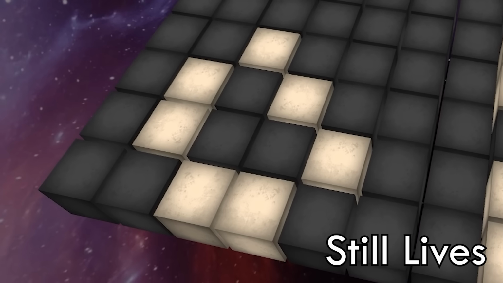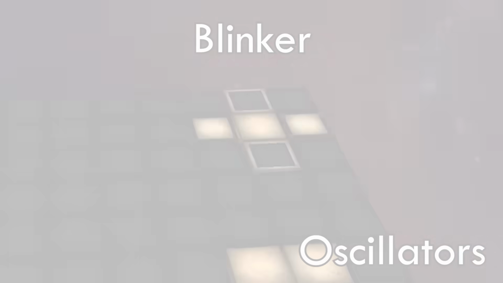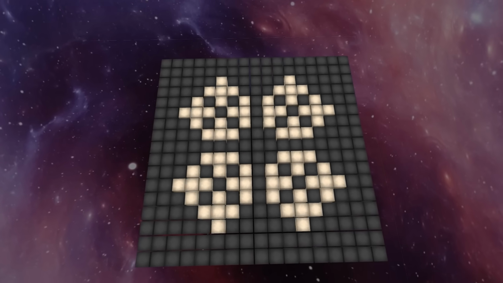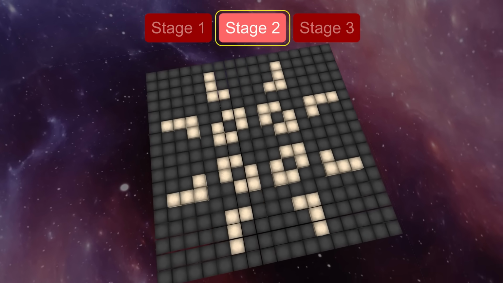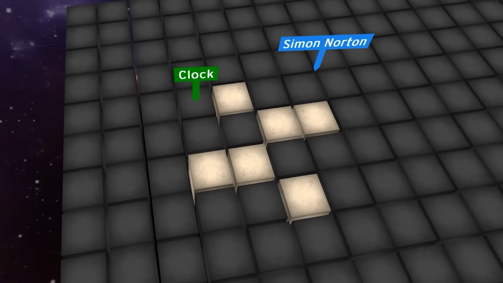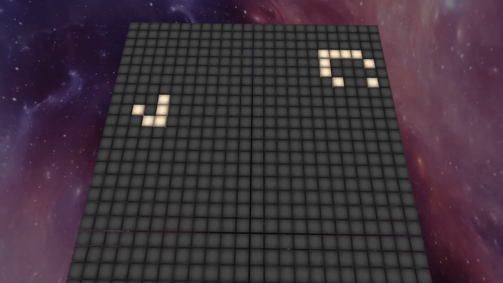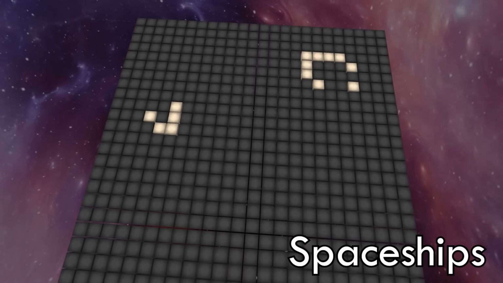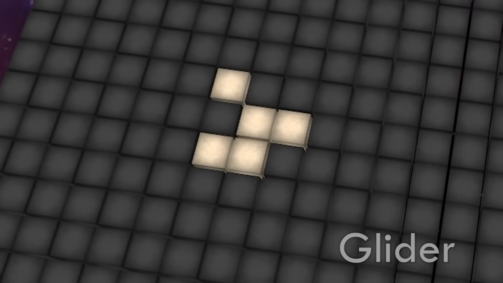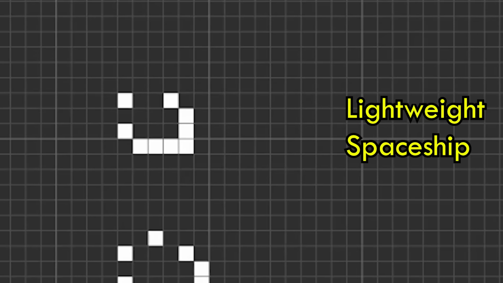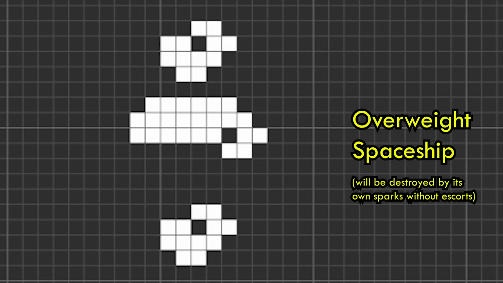In addition to still lives, we can also explore life's oscillators, like the blinker, the pulsar, which is somehow the most common oscillator of period 3 despite being so large, the clock, and the more aesthetic clock. And in addition to oscillators, we can also take a look at spaceships that translate across the board, like the famous glider, the lightweight spaceship, the middleweight spaceship, the heavyweight spaceship, the overweight, well, you get the point.